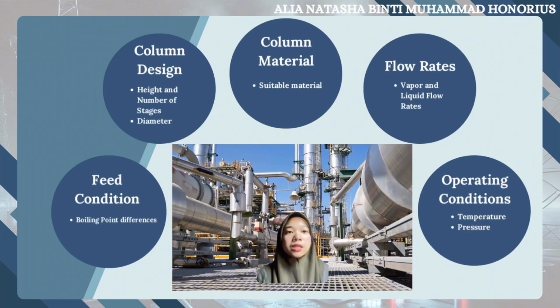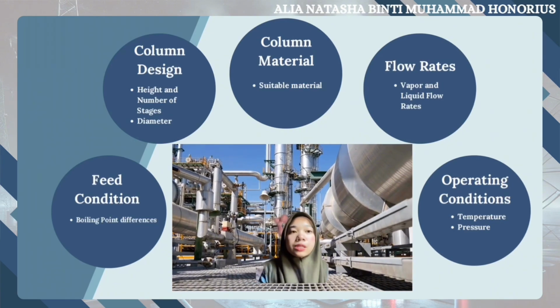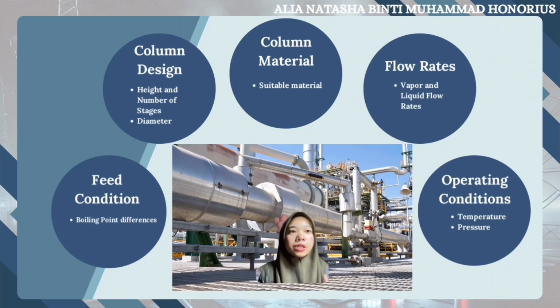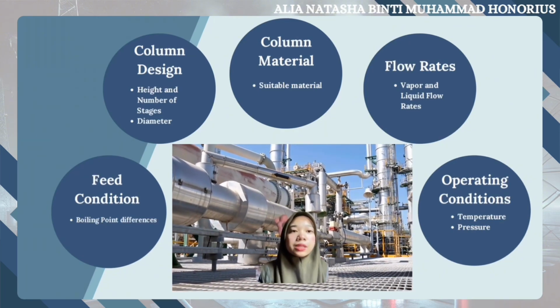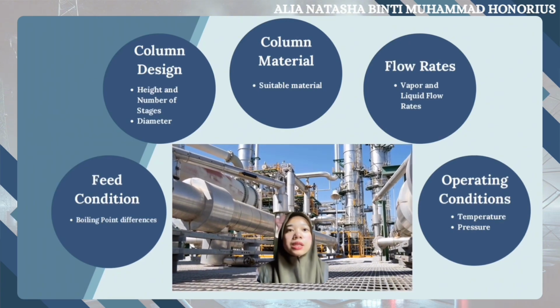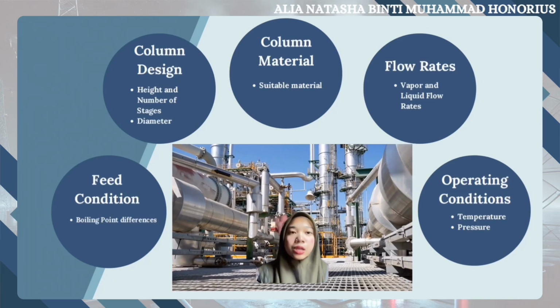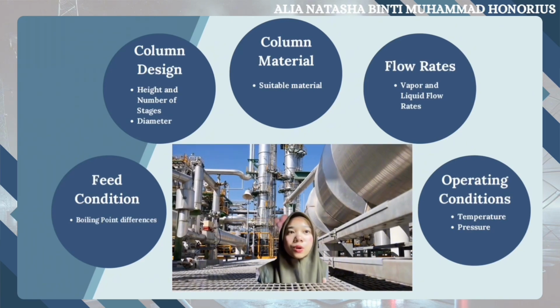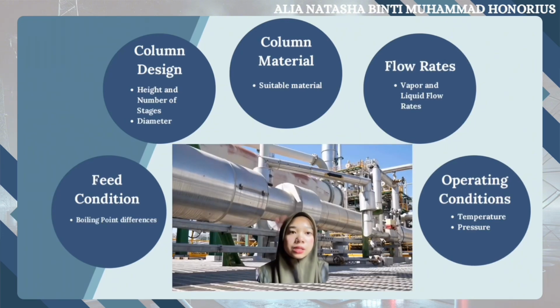For diameter, the speed of flow will depend on the column diameter. So we need to choose the right size of diameter for the column to operate successfully. And the second is height and number of stages. Suitable height and a sufficient number of trays are needed for contact stages to produce an effective separation.